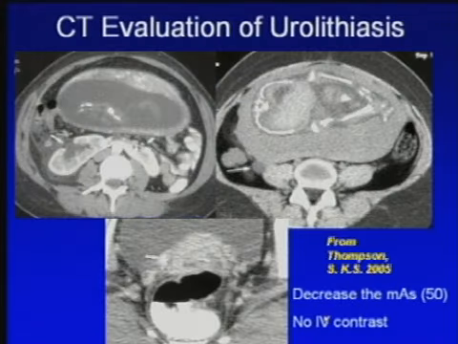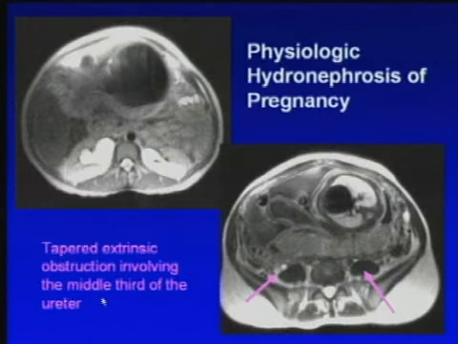You can perform CT. This is an example I got from the literature showing this obstructing UVJ stone. I took it from the literature because I didn't have an example. If I were going to do this, I would not give IV contrast, and I'd probably drop the mAs even lower because you're looking for a renal calculus, so it's kind of a high contrast abnormality.